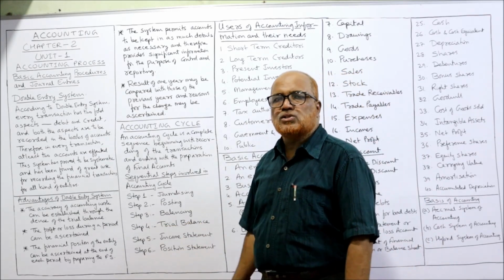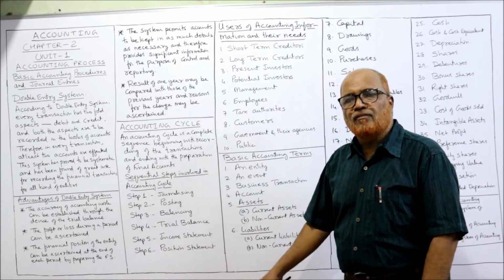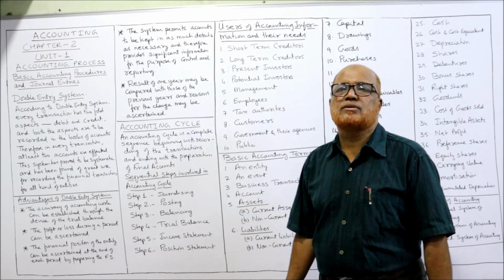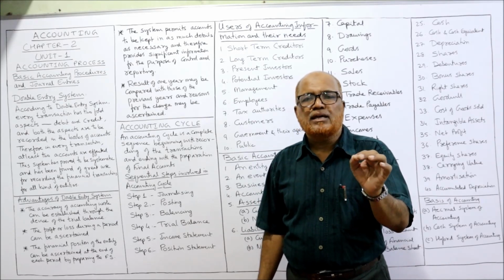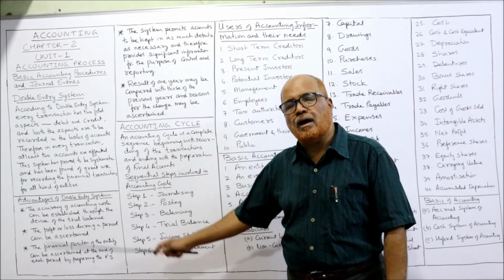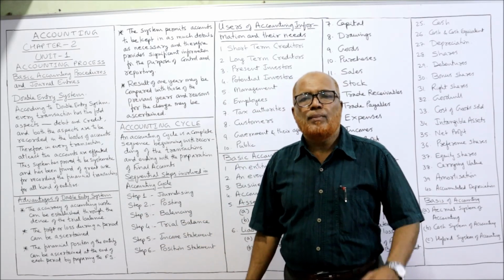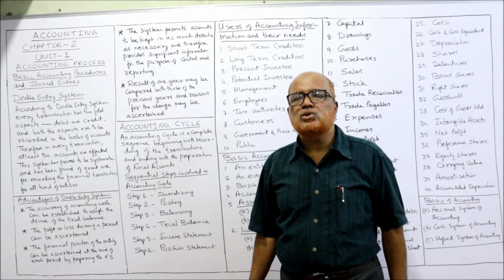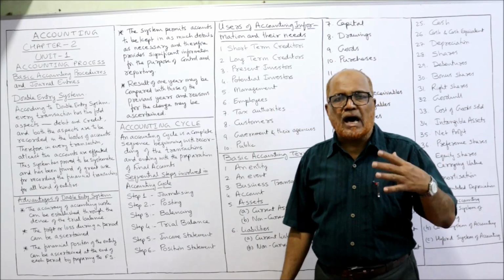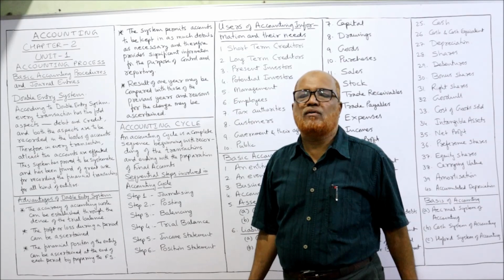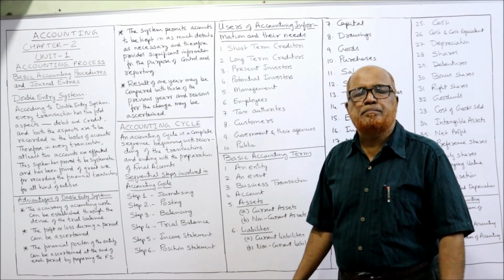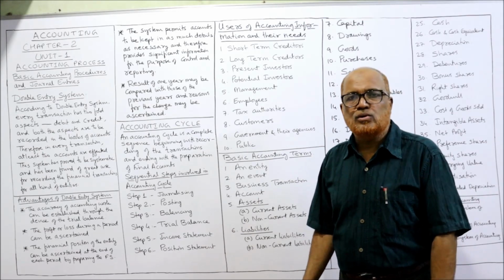Now, what are the advantages of double entry system? The first advantage is the accuracy of accounting work can be established. Whether the accounts are accurate or not, that we can clearly find out by applying this double entry system. Because after preparing all the accounts, we can make the trial balance. The trial balance shows the arithmetical accuracy of the books of accounts. If the trial balance tallies, that means prima facie we can say the accounts are correct.